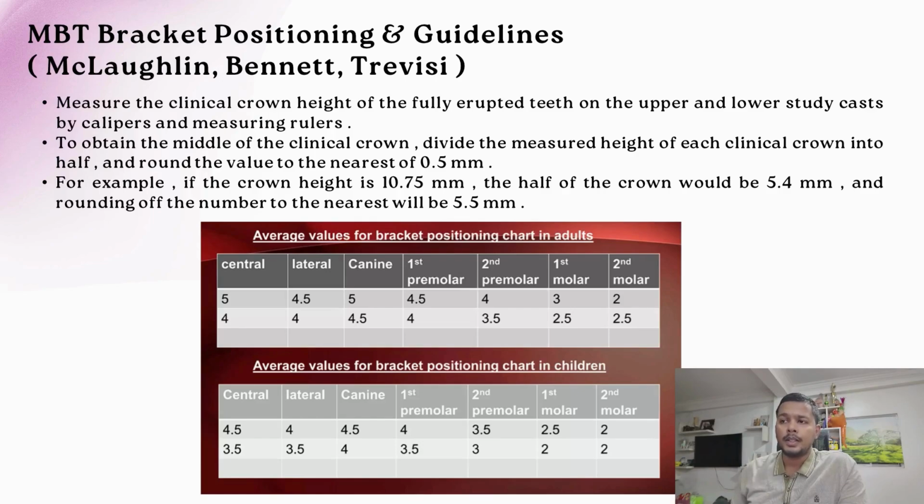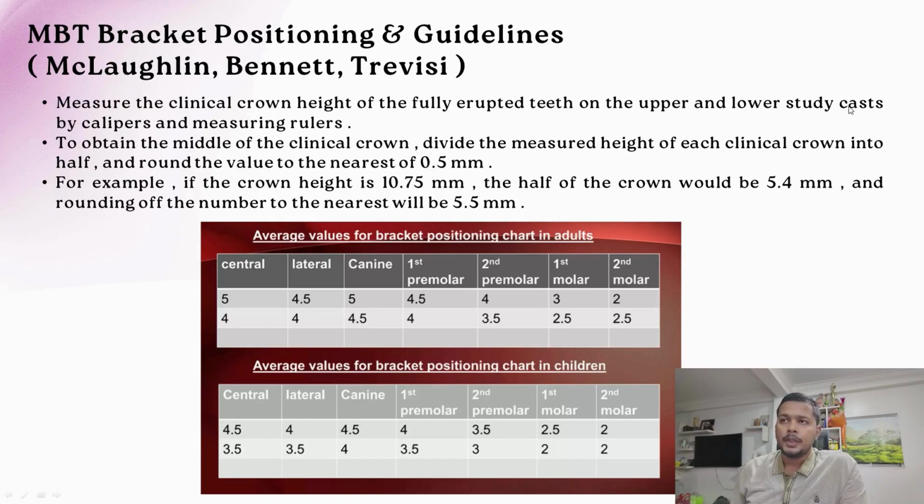For the lower, it's 4 millimeters for the central and lateral incisors, both at the same level, and for the canine 4.5 millimeters, and for the first premolar 4 millimeters. The second premolar is about 0.5 millimeter shorter than the first premolar, and for the first and second molar it's the same, 2.5 millimeters. But for children it's 0.5 millimeter less than the adult bracket positioning system if you compare both charts.